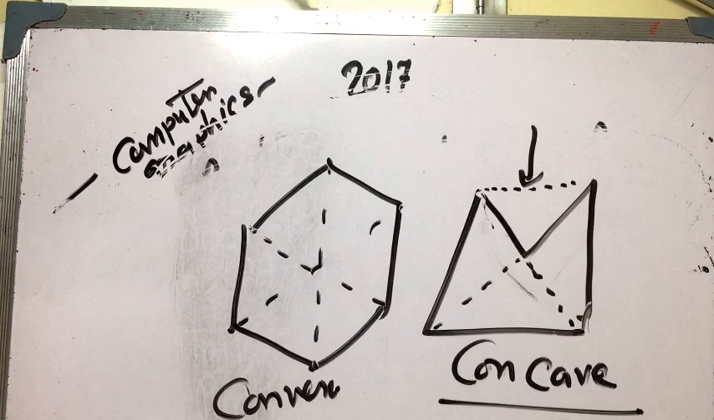So this is the concept of convex and concave polygon. So this is the end of the 2017 question paper from the diploma computer science students of West Bengal.